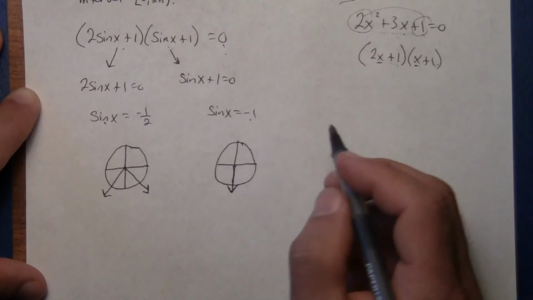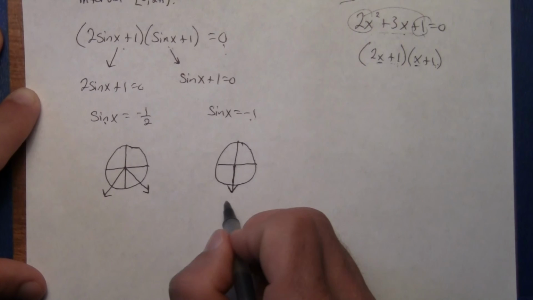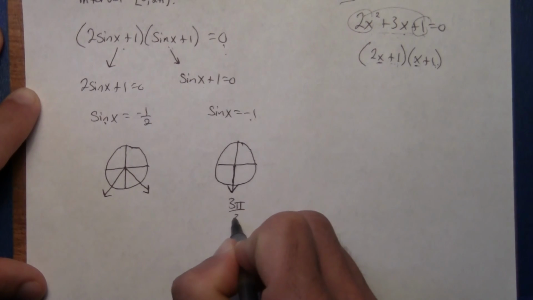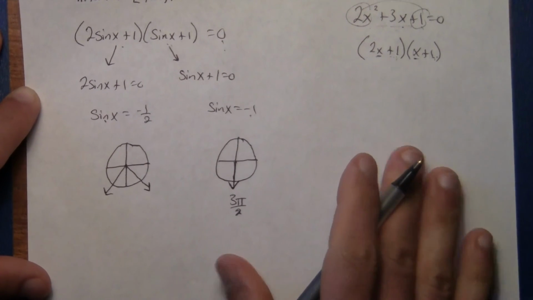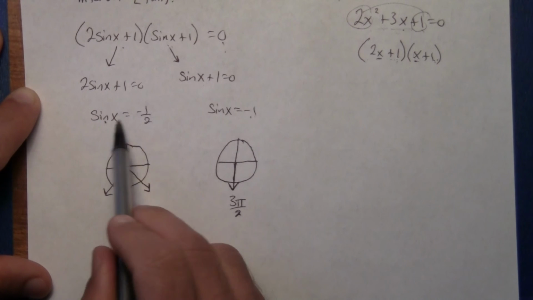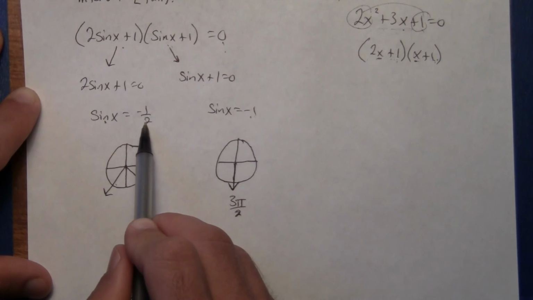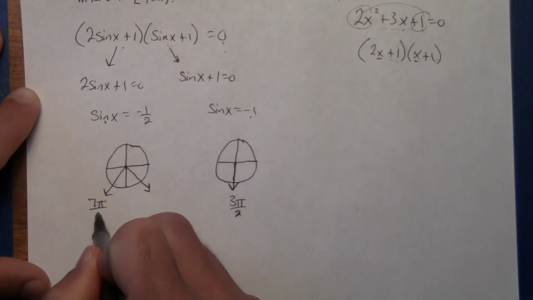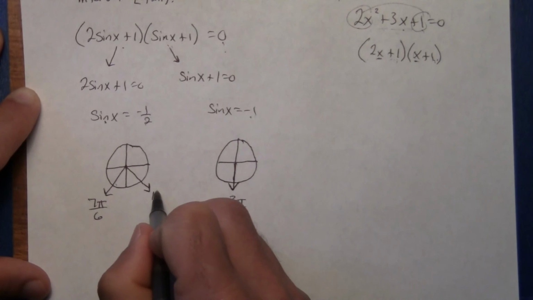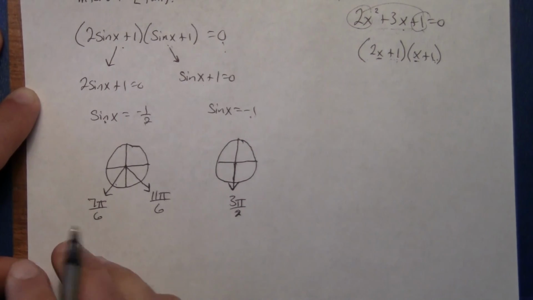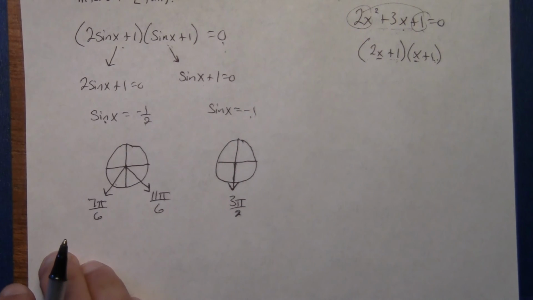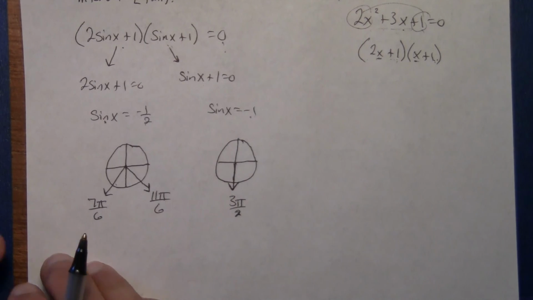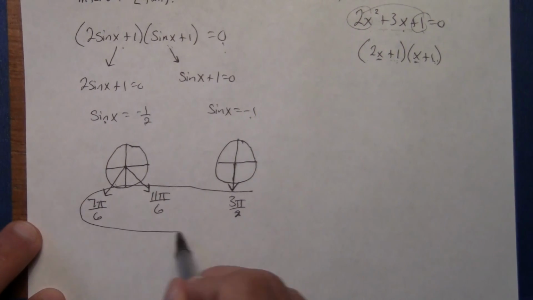And now I can go ahead and figure out what the answers are. Let's start with this one. Negative 1. This one is 3 pi over 2. So there's one answer. And then these two, it's a y value of 1/2. That means it's a reference angle of 30 degrees, or pi over 6. So this one would be 7 pi over 6, and this one would eventually be 11 pi over 6. So again, try to think in terms of reference angles if you can. It'll help you out. And then these are the three answers that I will have.